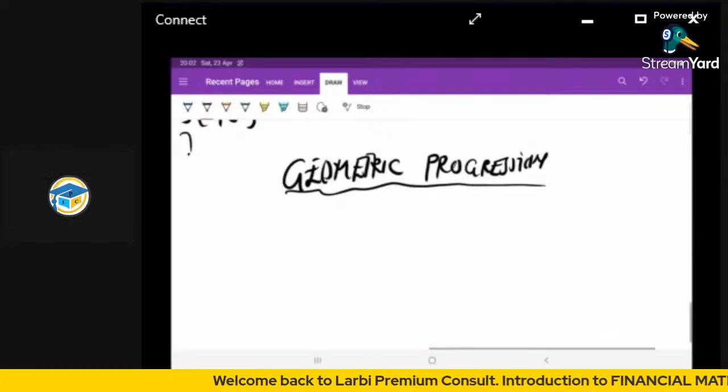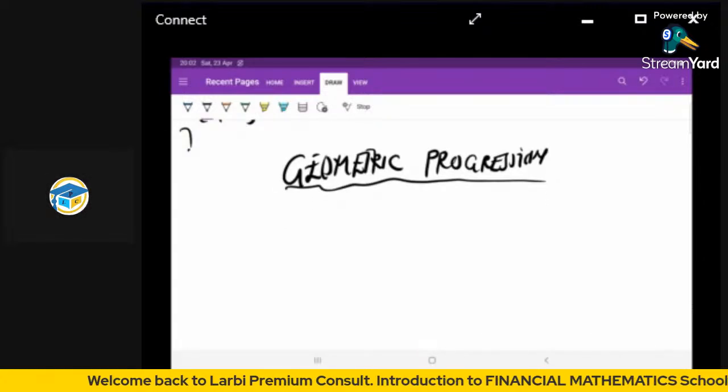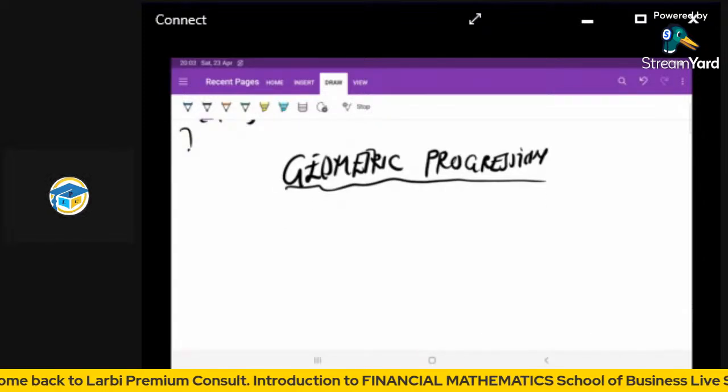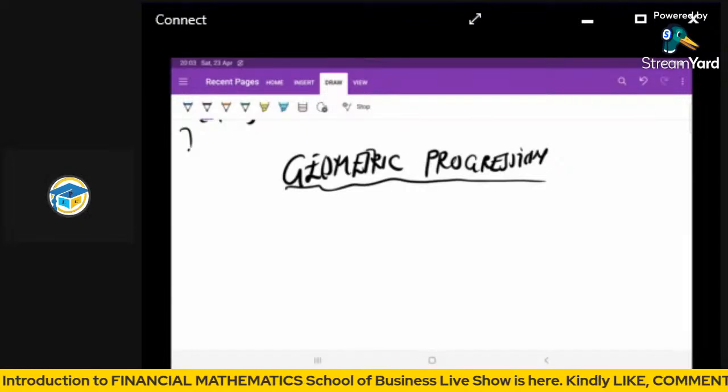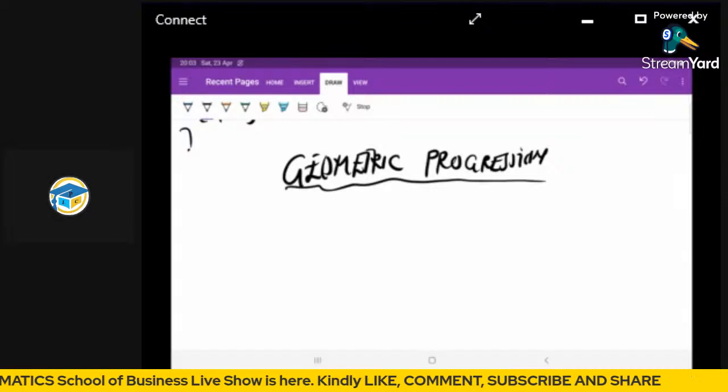So let's move on to geometric progression. Geometric progression is actually about a pattern of numbers, a pattern of items that have been arranged. Is that okay? That's how it's been arranged.